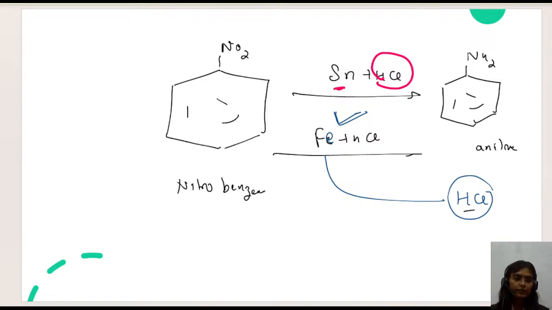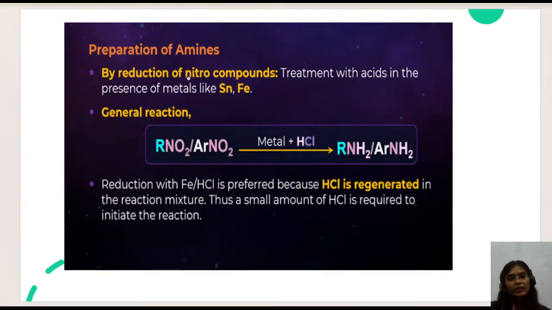So let's see how the statement looks. Observe this. What is written here? By reduction of a nitro compound, treatment with acid, you can use Sn as well, or you can use Fe as well. Metal plus HCl gives an aniline. If you're using alkyl, we get alkylamine. If you're using aryl, we get arylamine.